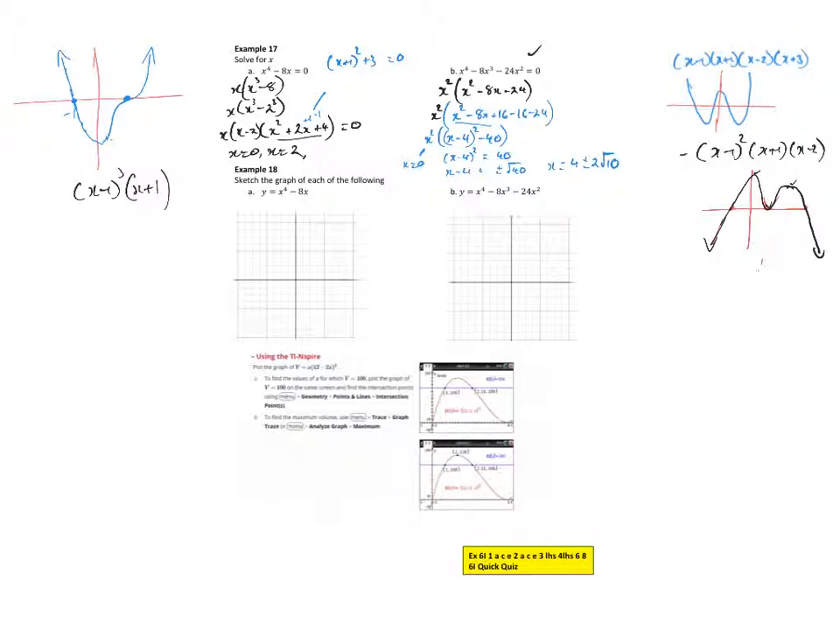So there's my intercepts. There's my graph. So I've got x-intercepts. What about my y-intercept? I'll put x equal to 0. If x equal to 0, I get 0. So a y-intercept is at 0, 0. I've got an x-intercept at 2. My shape is a positive.